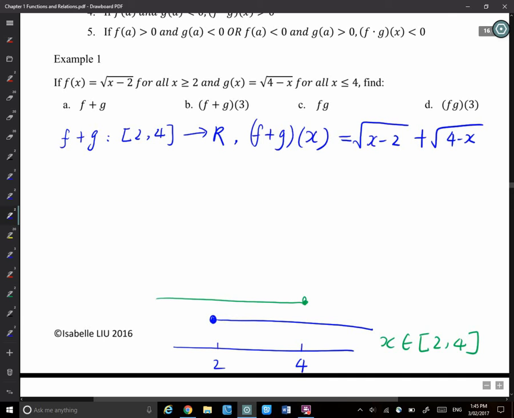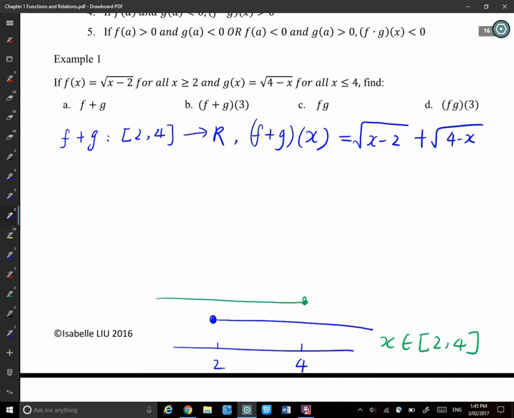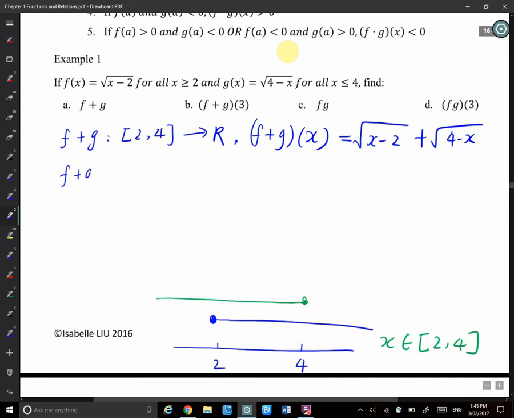And now I want to figure out what is (f+g)(3). So I just substitute x equals 3. Square root of 3 minus 2 plus square root of 4 minus 3. Okay, 1 plus 1 is 2.